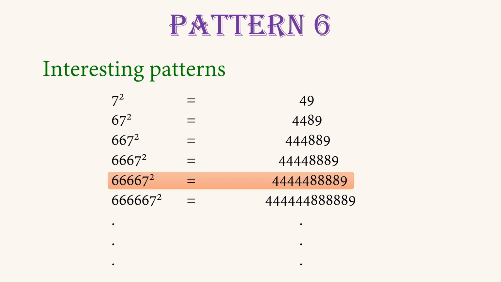Let us observe this. Here it is 4 sixes and then we have 7, and we are trying to find the square of that number. We have 4 sixes here, so in the result we should write 5 fours and then 4 eights. At last write 9. So this way we can use this pattern to write the result easily.